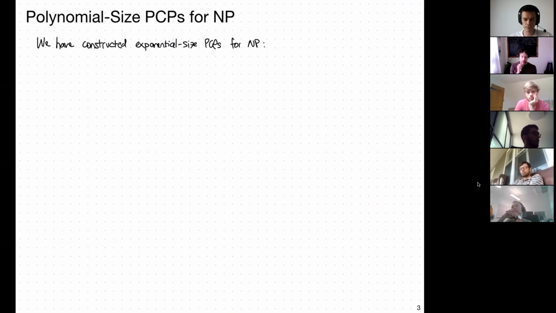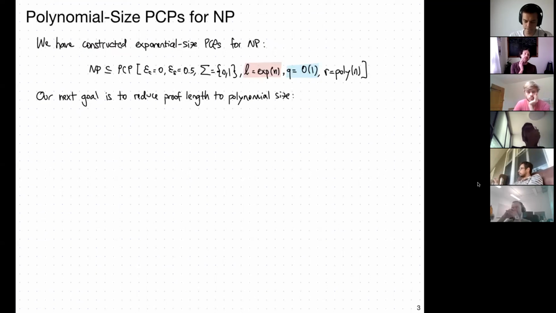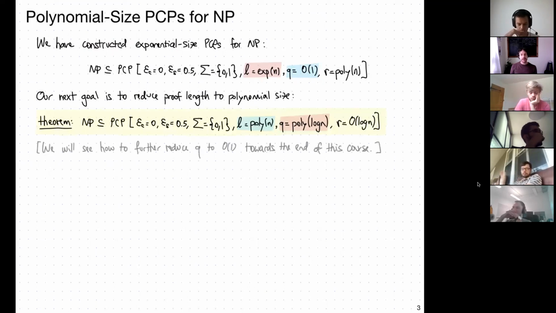So we have these exponential size PCPs for LP. This is the theorem that we proved yesterday. We'll reduce it, and today we'll actually prove the following theorem. The parameters will be exactly the same, except for the polynomial length and the polylog query complexity.